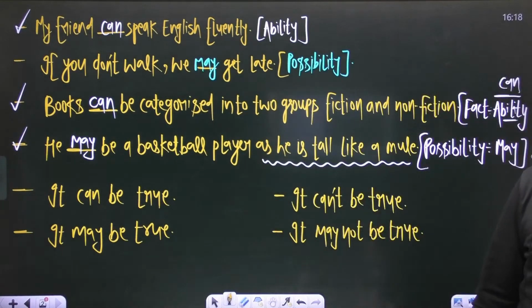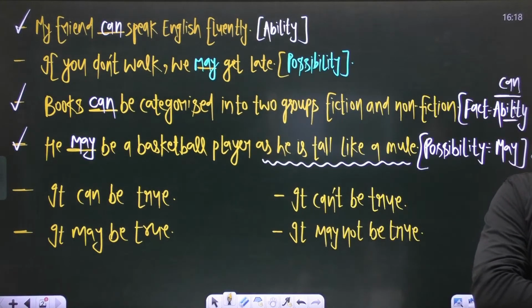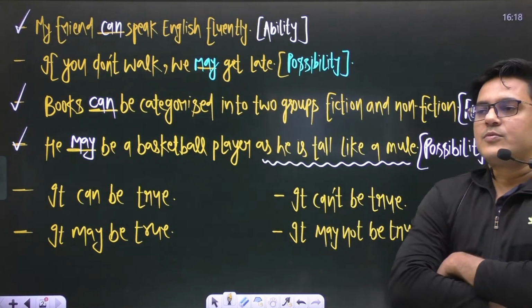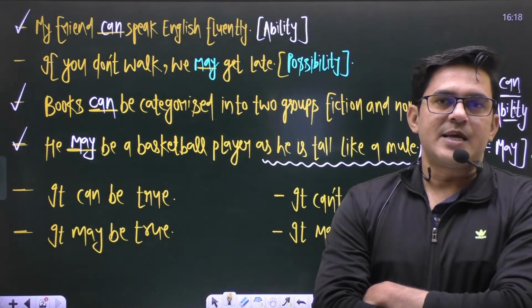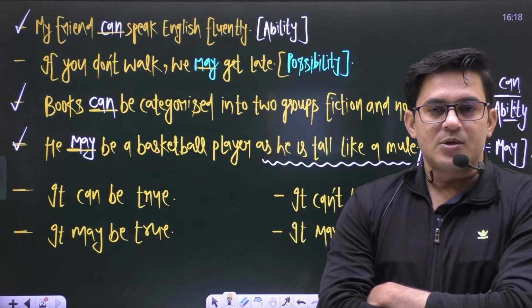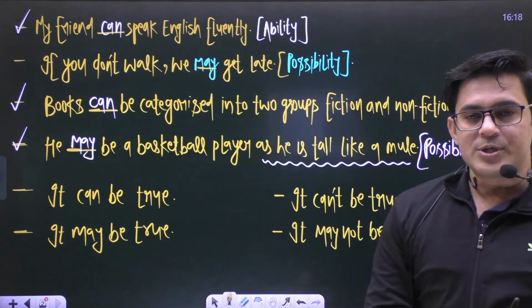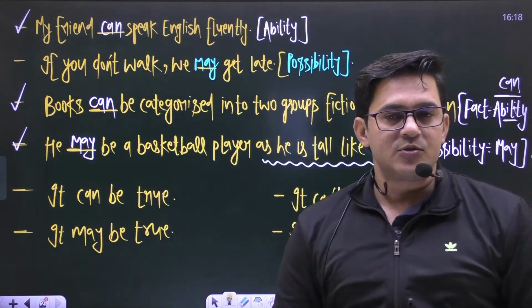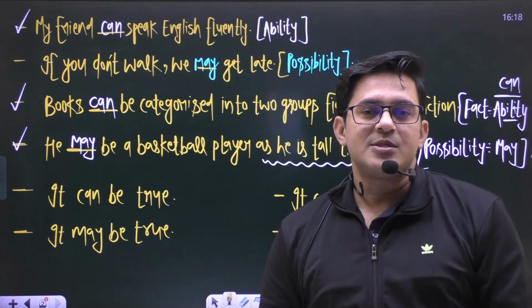Where can we use ability based rule? Where can we use ability? Whenever you are just talking about something that is ability, or ability means one is able to do something. If one is able to do something, in that particular sentence we use can, or you can say capacity or proficiency.